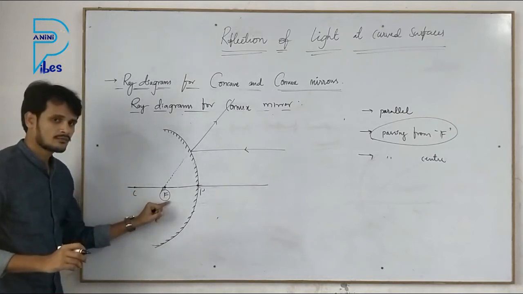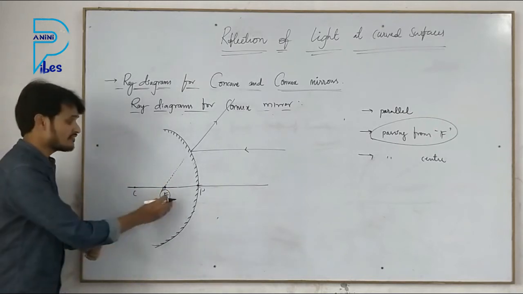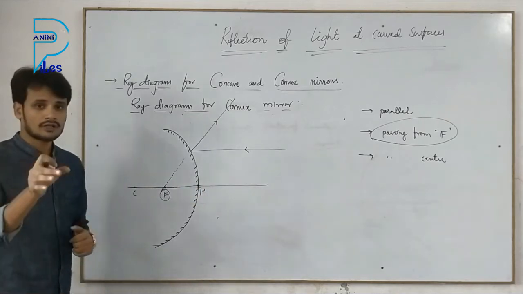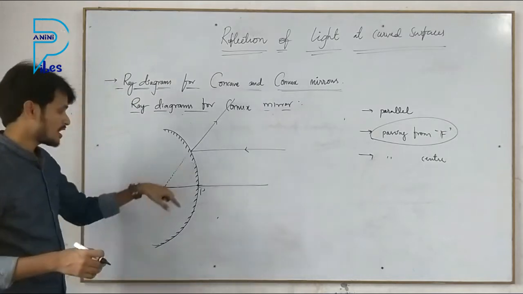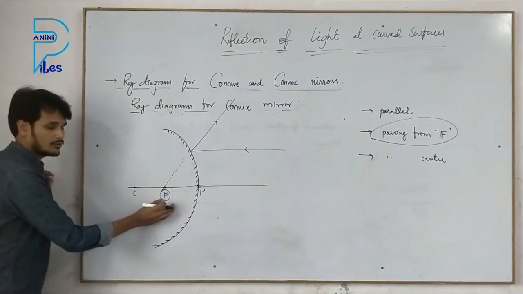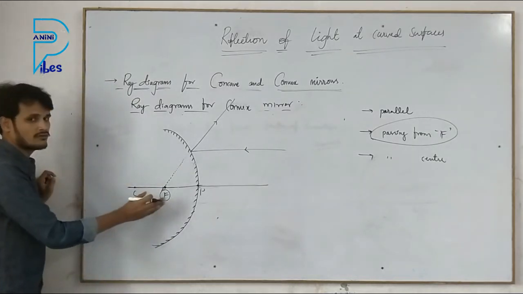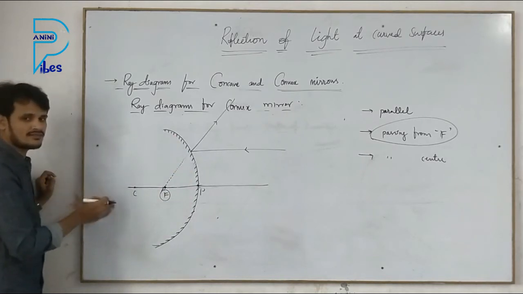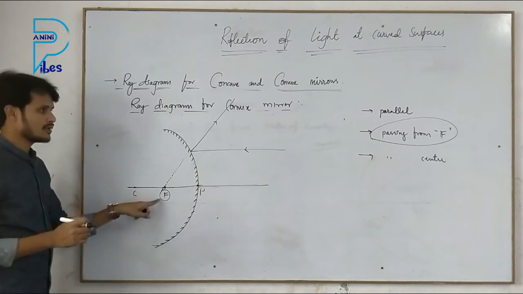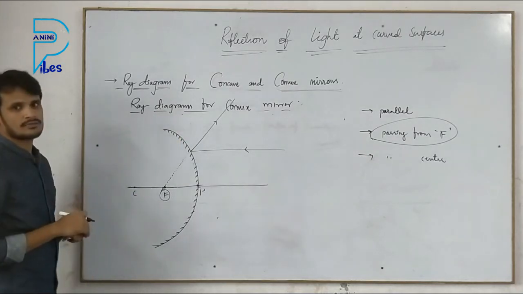The focus lies on the coated side, so it is not visible to us. On a concave mirror, the focus, radius of curvature and center of curvature are visible to us. But on a convex mirror, we are not able to see the focus. Why? Because the focus is inside the mirror. So how is that ray diagram possible?